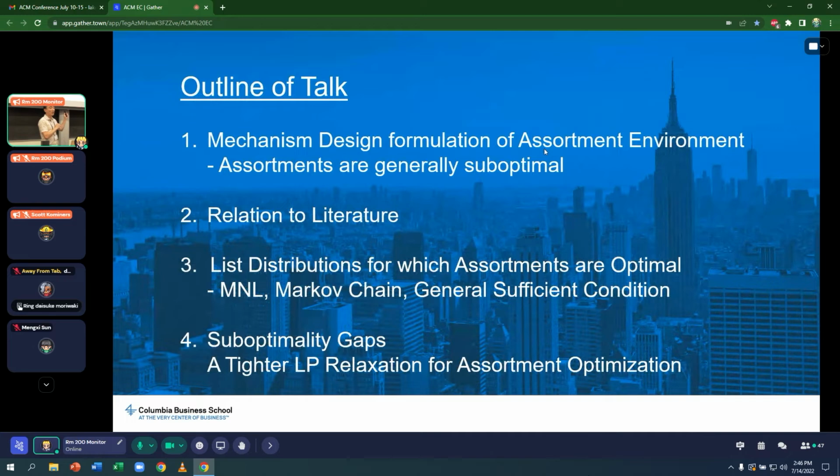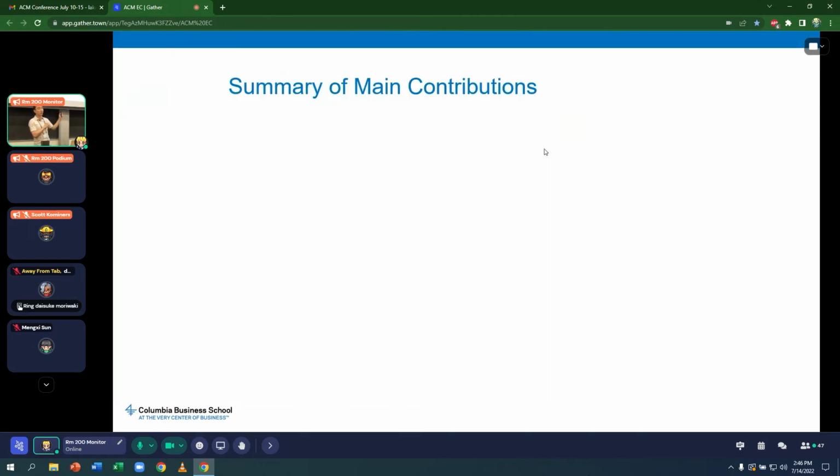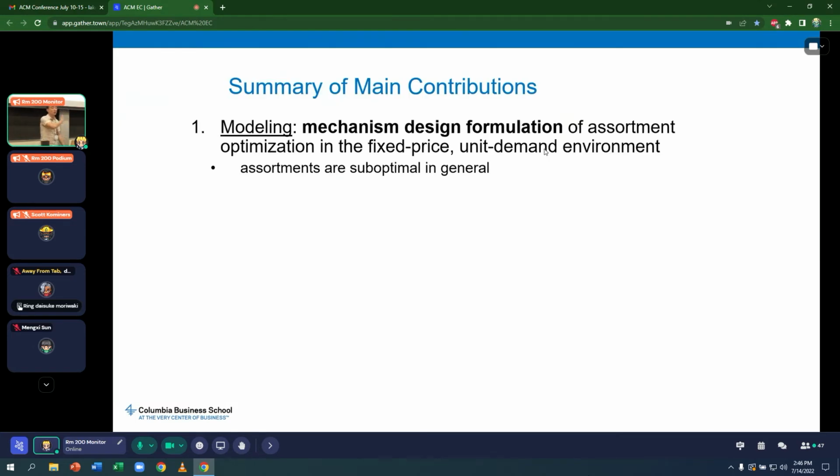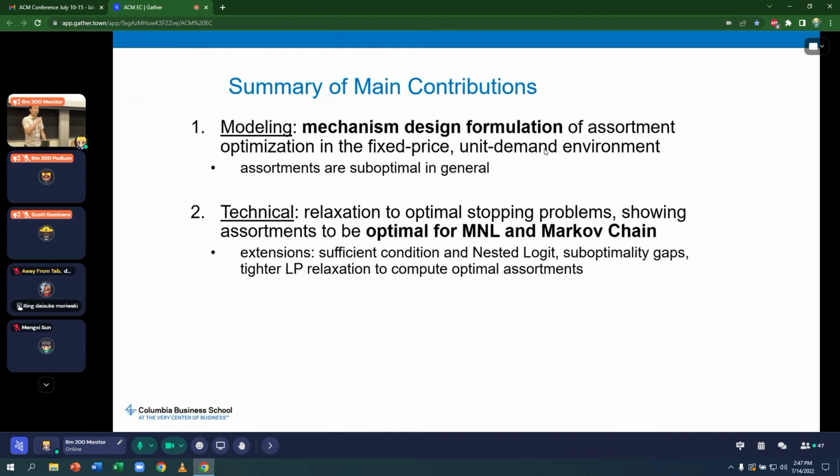Okay, so let me now wrap up. In this work, we make the following main contributions. On the modeling side, we provide a mechanism design formulation of assortment optimization that characterizes the best way of selling items in this fixed price unit demand environment. We show assortments are suboptimal in general. On the technical side, we show several results, including that assortments are actually optimal for Markov chain choice models, which includes multinomial logit, the most commonly studied choice model.